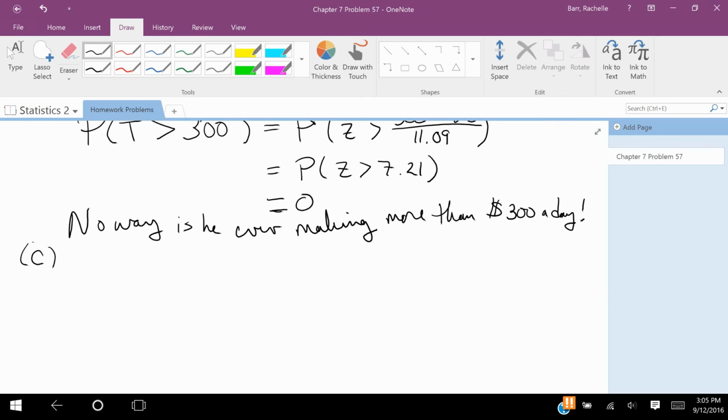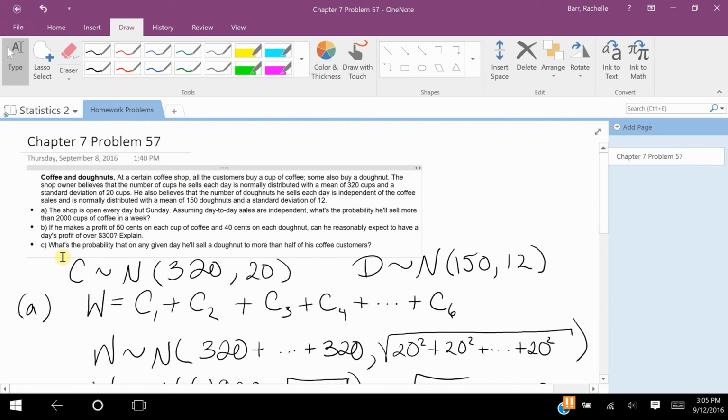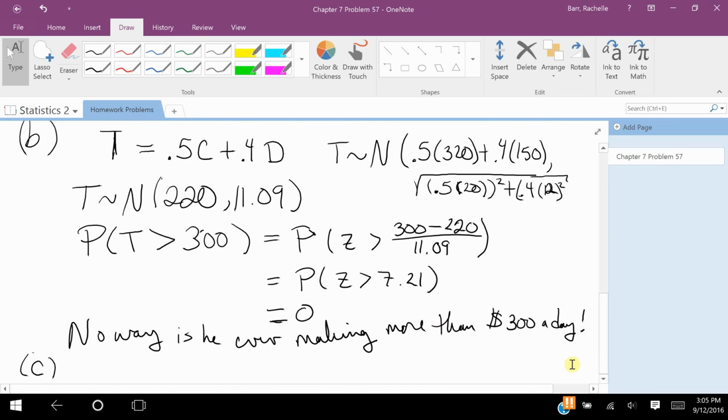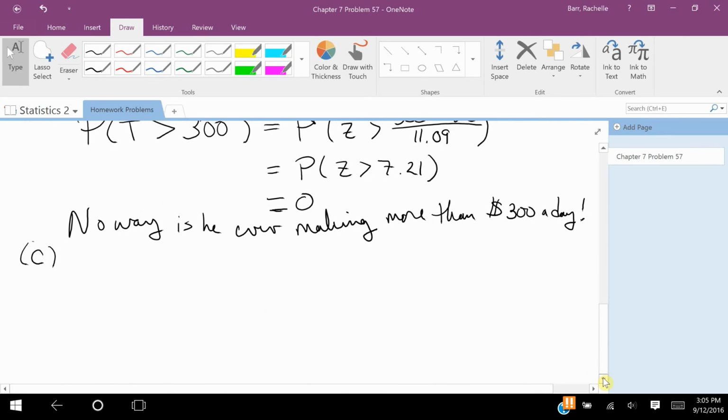Okay, so in part C, they give us this rather interesting idea of he wants to know how likely it is that he will sell more donuts. What's the probability on any day, just one day, so not multiple variables added together, he sells a donut more than half the time he sells coffee to his customers. So I think about that and I'm like, okay, so he wants to sell donuts more than half the time he sells it to customers.